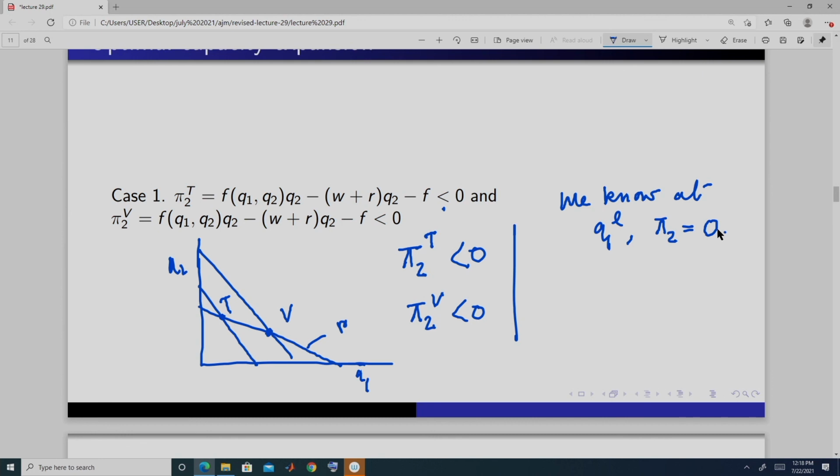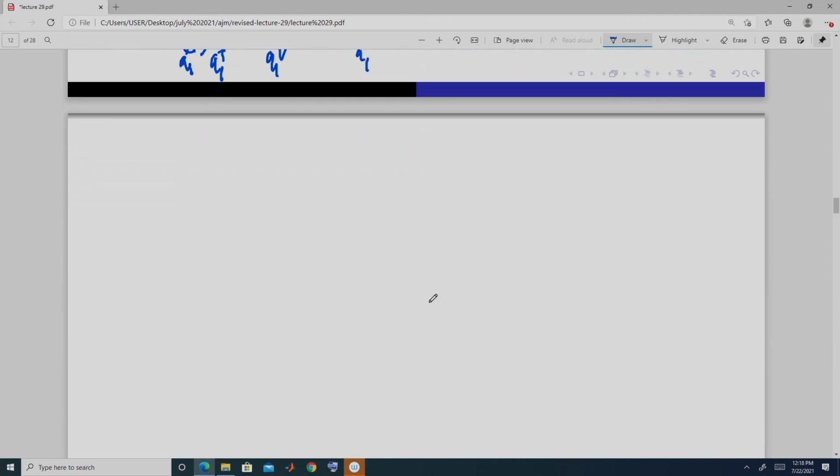So, this implies, this is Q1T, this is Q1V. So, Q1T implies that Q1L is actually less than Q1T. So, Q1L is somewhere here, then only the profit at this is going to be negative for farm 2. So, we will see what is the best thing to do here.